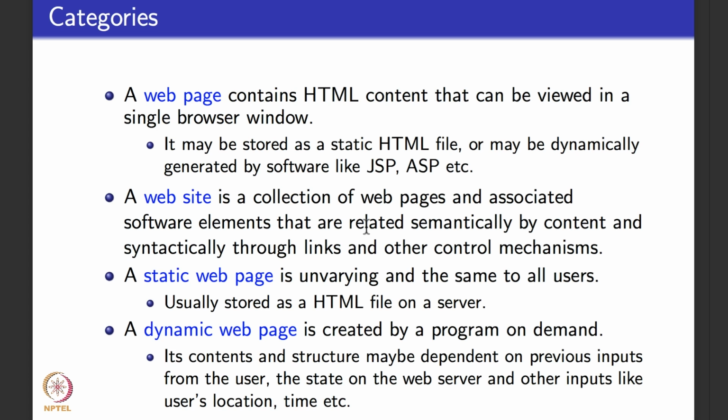A static web page never changes. It's the same to all the users all the time as long as it's available, usually stored as an HTML file on a dedicated web server. In contrast, a dynamic web page is created on demand by a program, by web software. Its contents and structure typically depend on previous inputs from the user, the state of the web server, and other inputs like where the user is from, what time of the day, what data is provided by the user, and so on.